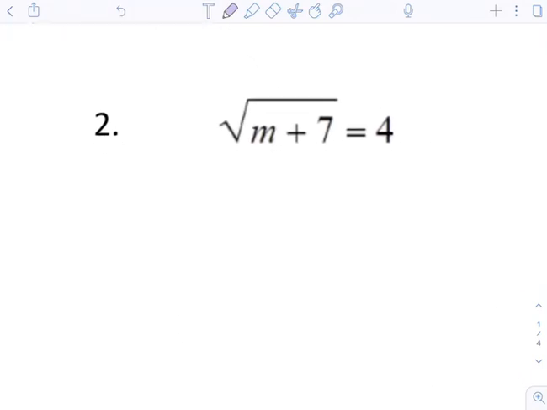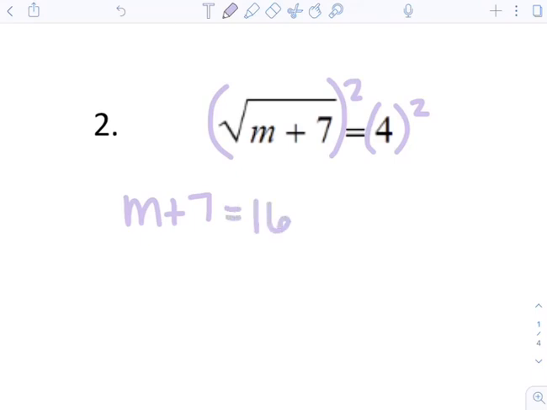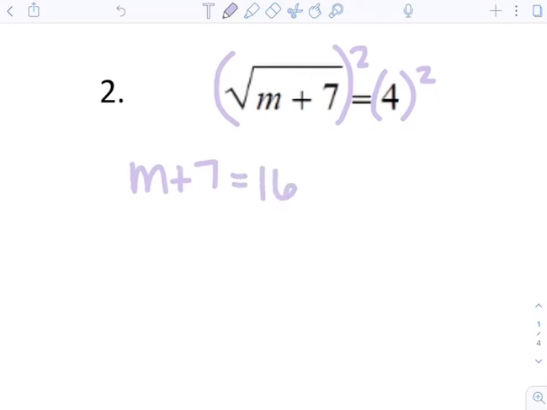So in number 2, again, my radical is isolated. There's nothing on the outside of it. It's all by itself on one side of the equation. So I'm going to go ahead and square both sides. Make sure you square both sides. And so the square root goes away and I'm just left with m plus 7 without the square root, equals 16. And now I'm going to solve for m. I have to get m by itself, so I'm going to subtract 7 on both sides. And then m equals 9.